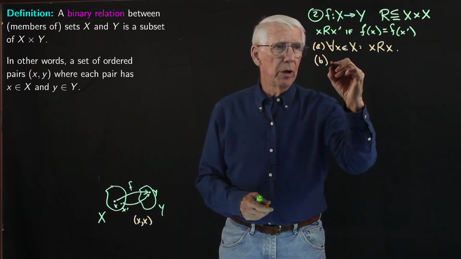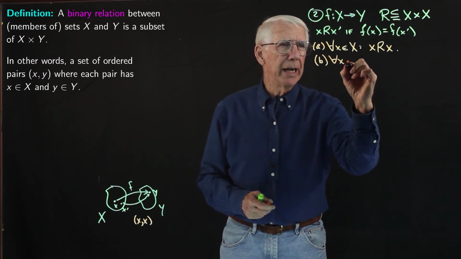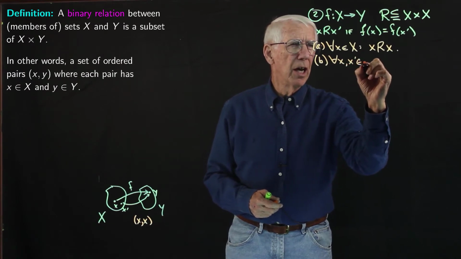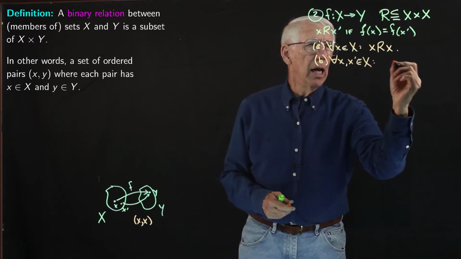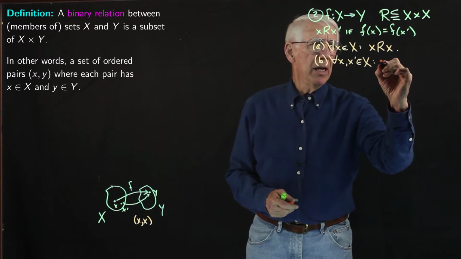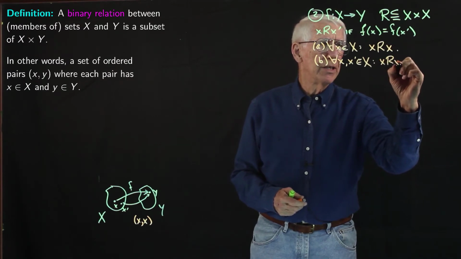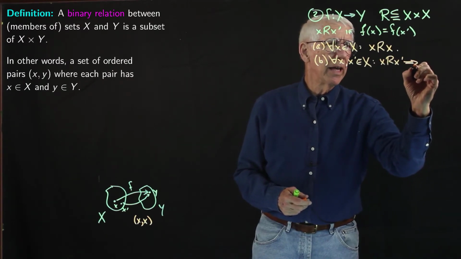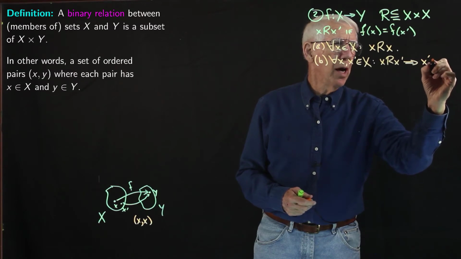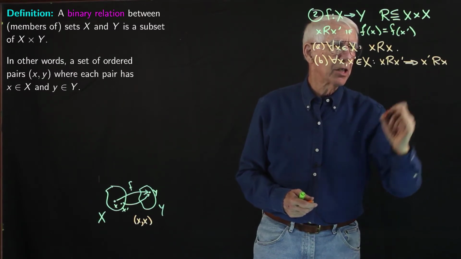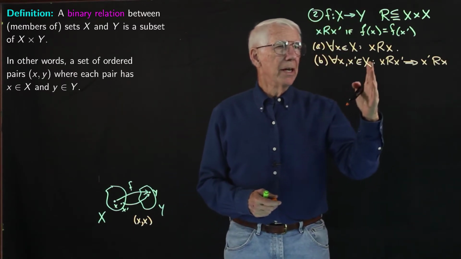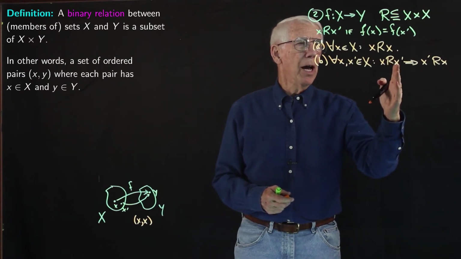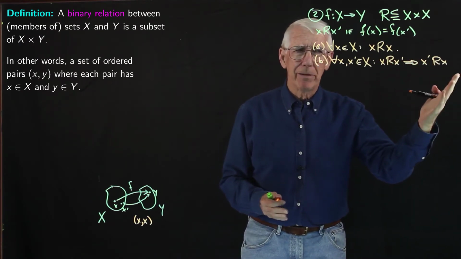A second property of this particular relation is that for any two elements of the domain, X and X prime, if X is related to X prime, then it has to follow that X prime is related to X. And that's because, of course, if f of X equals f of X prime, then f of X prime equals f of X.